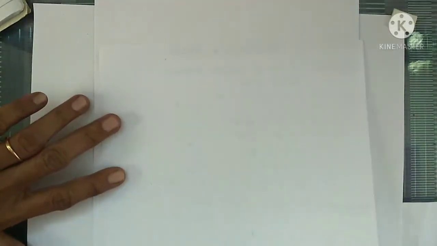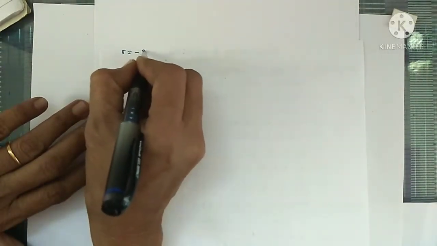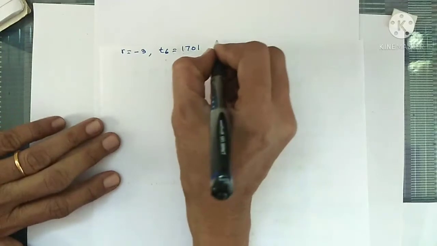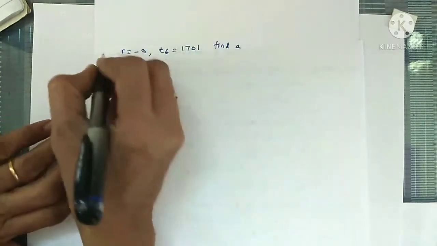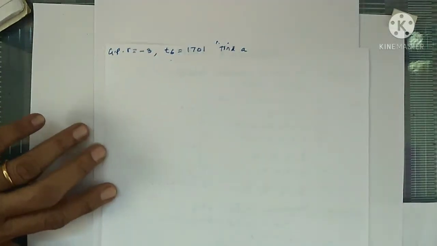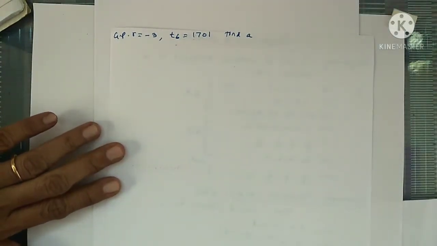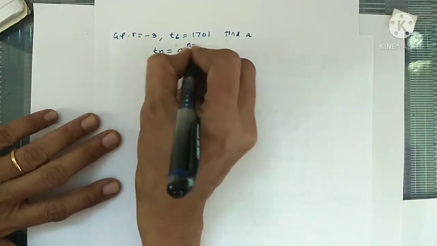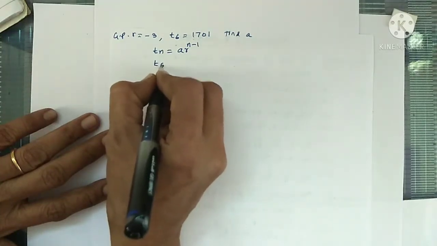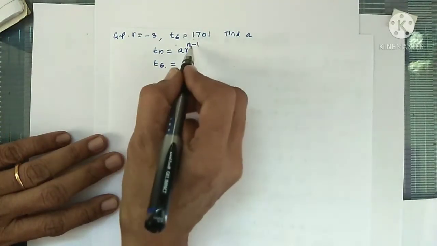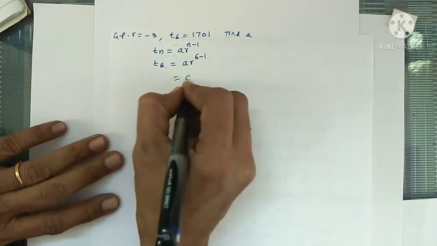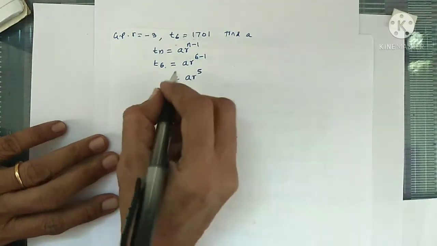So let the first question be: if for a GP r equals minus 3 and the sixth term is 1701, find a. Okay, so it is a GP and r is given as minus 3 and the sixth term is given. So let's write the formula for Tn. Tn is a r raised to n minus 1. Since T6 is given, that means n is 6 here. So let's put n as 6 here. So a r raised to 6 minus 1, so that is a r raised to 5.